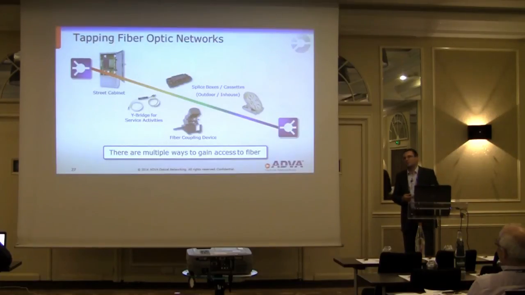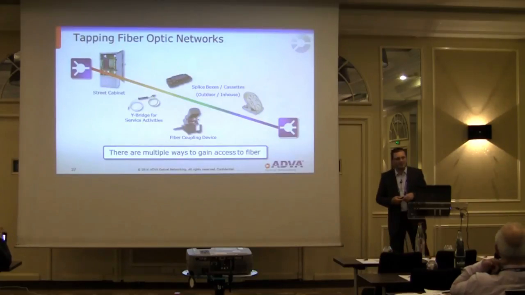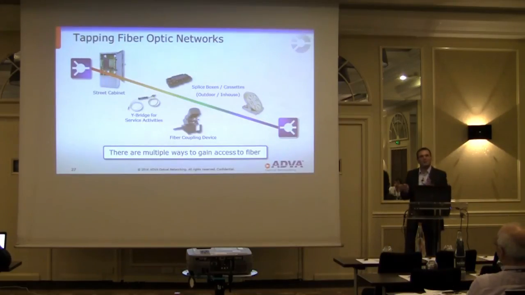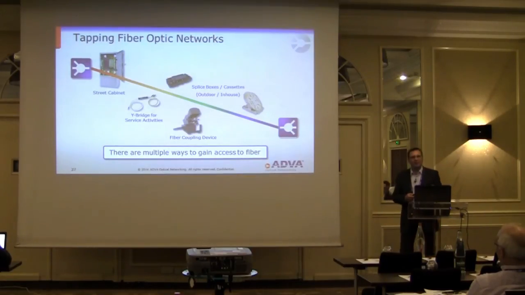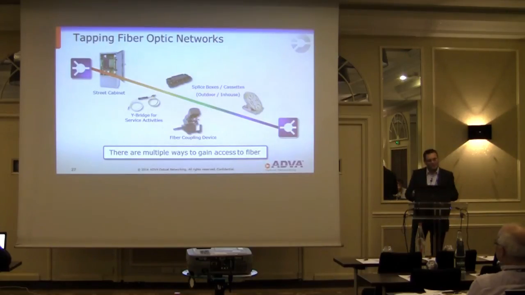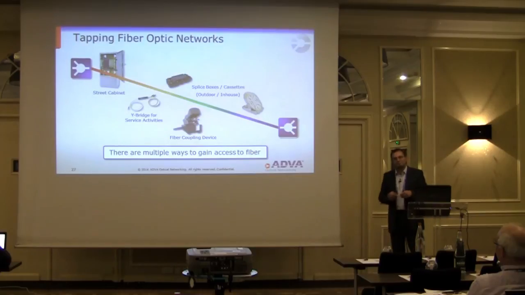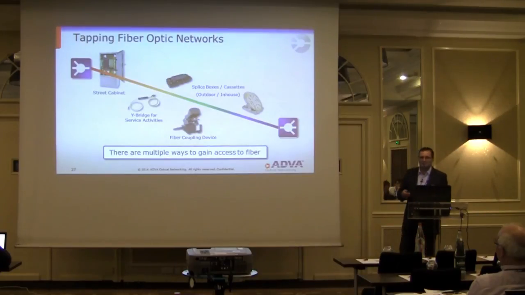There are often Y bridges here and there for service activities, splice boxes, coupling devices. So there are ways to gain access to the fiber. And if you're an expert, yes, you might tap it, and you might read the data. It's not so difficult if you work in high-frequency trading because the time you read the data, it's already expired, so it doesn't help a lot. But it's very interesting if the victim is a bank, insurance company, so financial vertical, government agency, military.